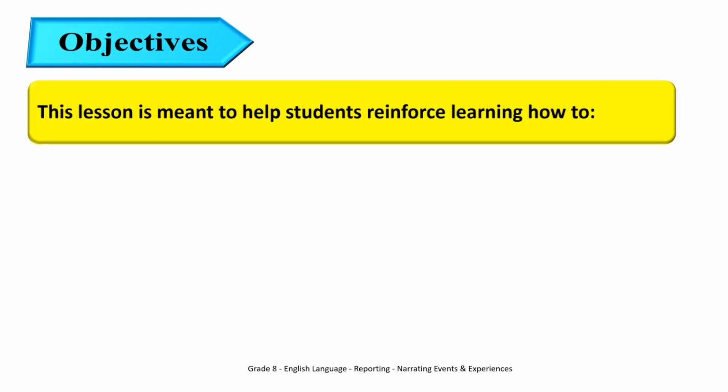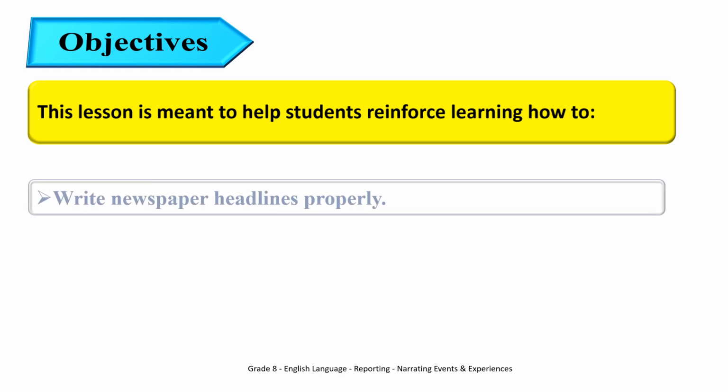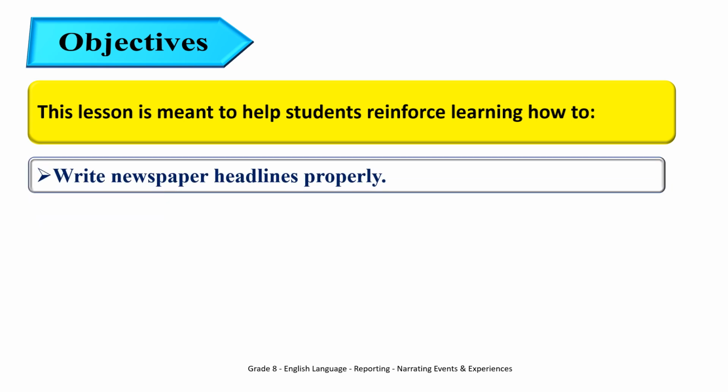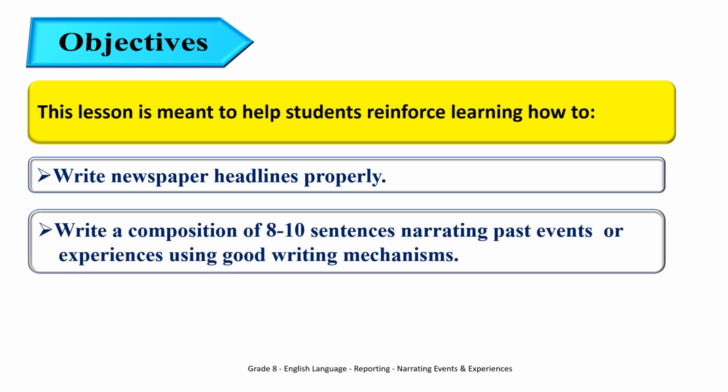Let's begin our lesson with the learning objectives. This lesson is meant to help students reinforce learning how to write newspaper headlines properly, and write a composition of 8 to 10 sentences narrating past events or experiences using good writing mechanisms.